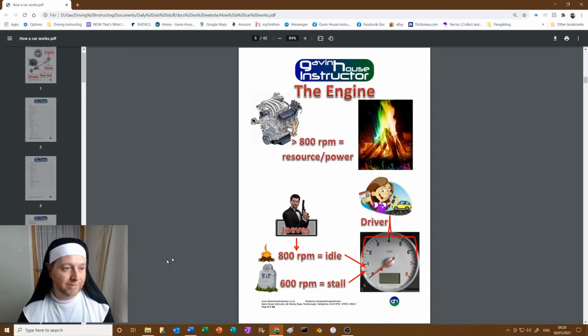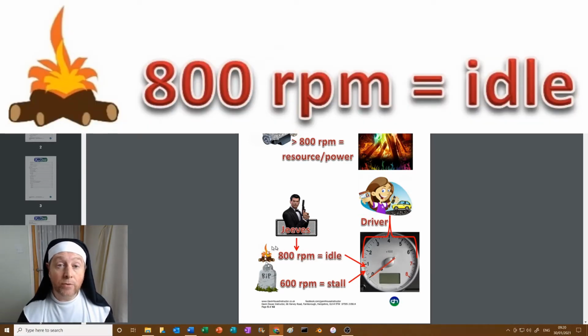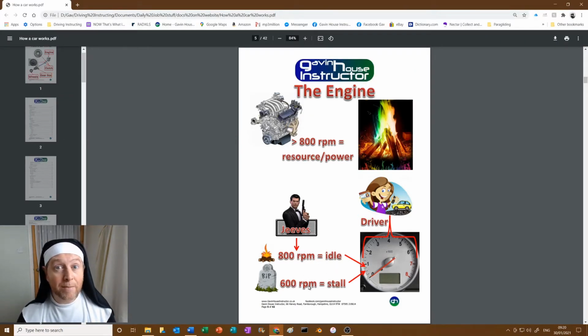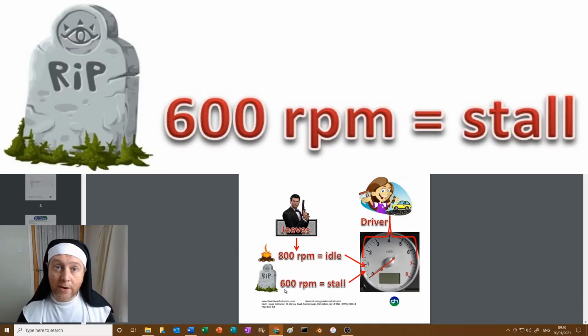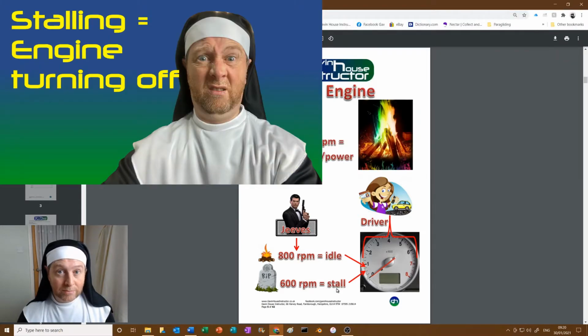Let's talk about the engine. The engine is basically like a fireplace. So it has a minimum operating speed of about 800 RPM, and that is known as idle. When I say RPM, I'm meaning revolutions per minute, or revs. So it's 800 RPM, and that's where an engine will just rest. You know, when you turn an engine on, you just leave it. It's idling at 800 RPM. If it gets down to 600 RPM, then the engine will stall.